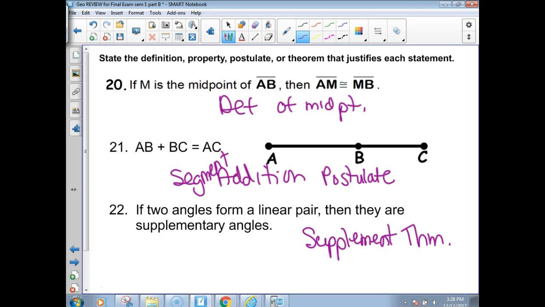Okay, we'll stop here, and then tomorrow we'll pick up, and we'll finish review B, and then we're going to continue on to review A, part A.